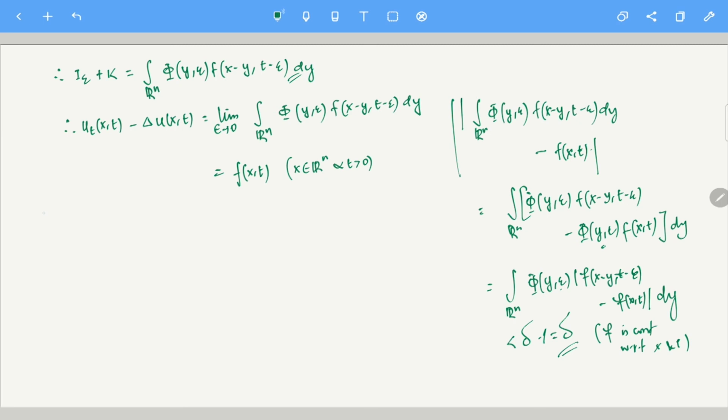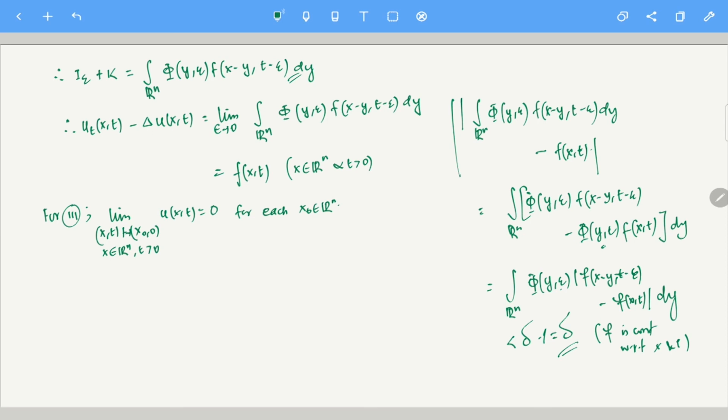Now for the third part, what do we have? One small detail we have to note here: for the third part, the limit as (x,t) goes to (x naught, 0), where x is in Rn and t positive, of u of x,t is 0. This we have to show for each x naught in Rn. This is what we need to show.